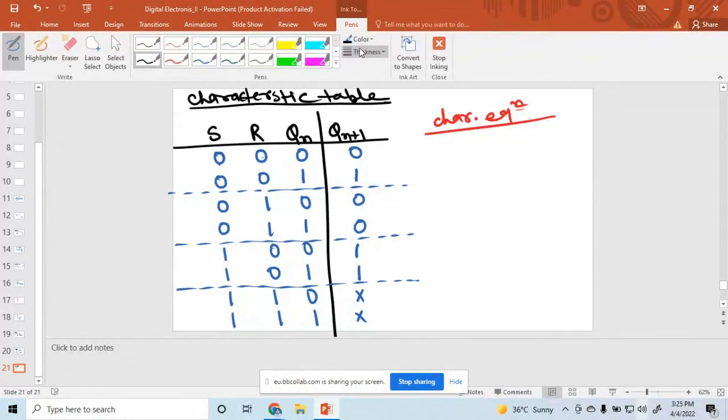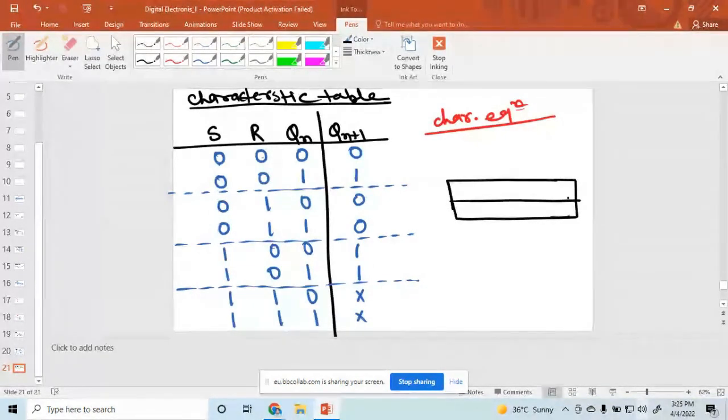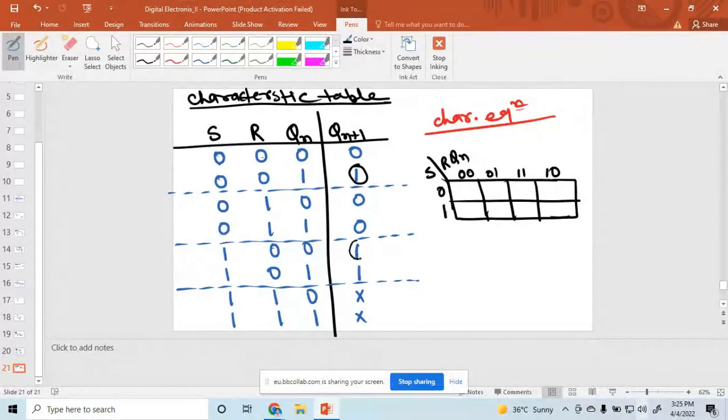So now I'm solving a three variable K map, and here the input is S R Qn. I'm writing in a sequence, and its values are 0, 1. This is 0 0, 0 1, 1 1, and 1 0. So where is the 1? 1 is here, 1 is here, 1 is here, and then 2 don't care.